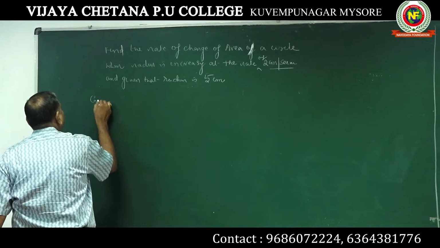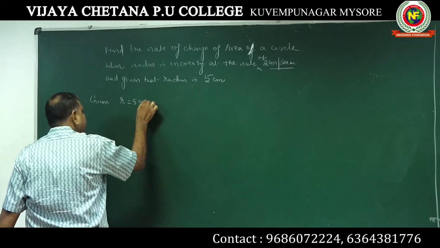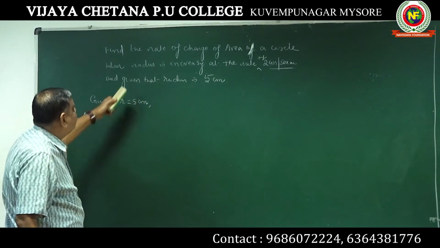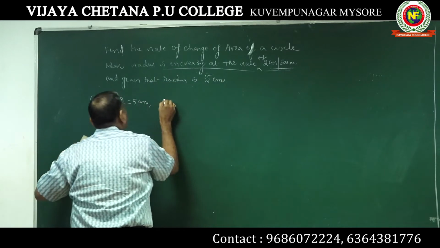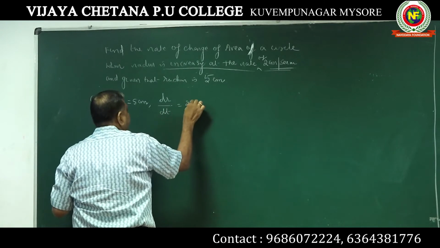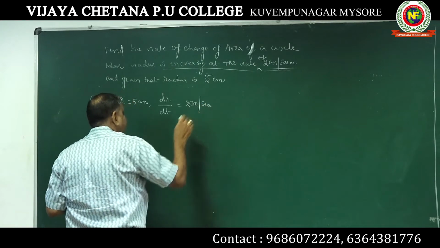First you should write down what is given. Given r is 5 centimeter, and he also says radius is increasing at the rate of 2 centimeter per second. That means dr by dt is 2 centimeter per second.